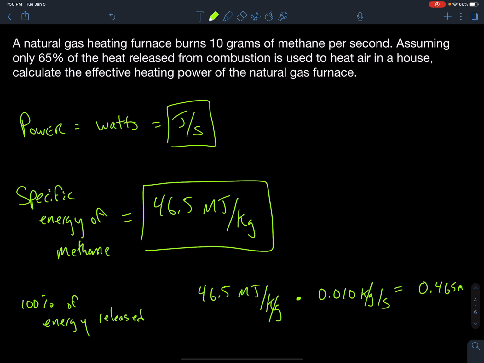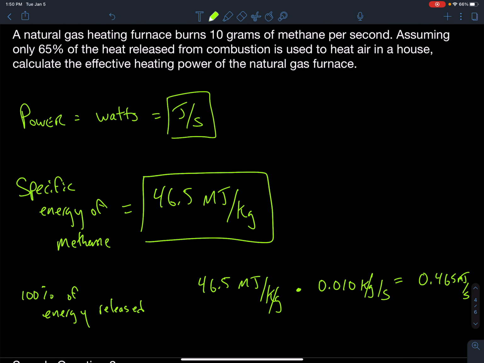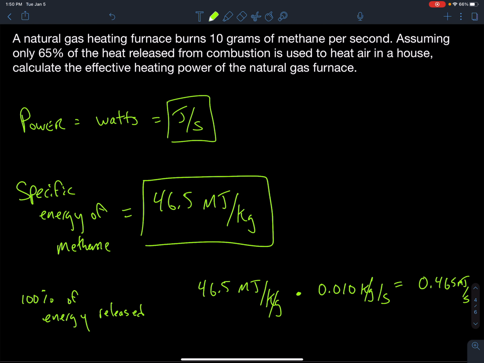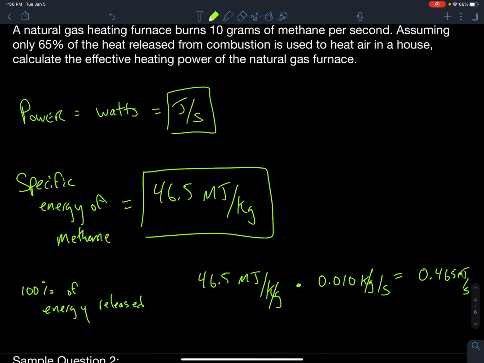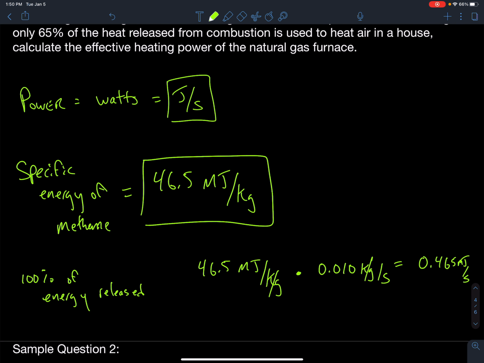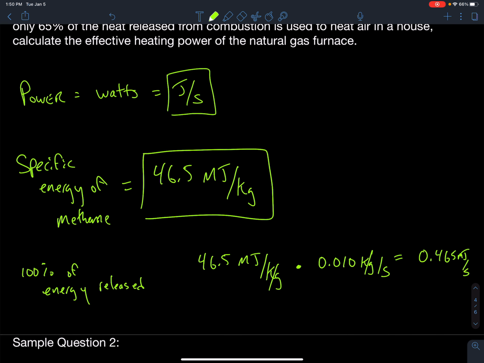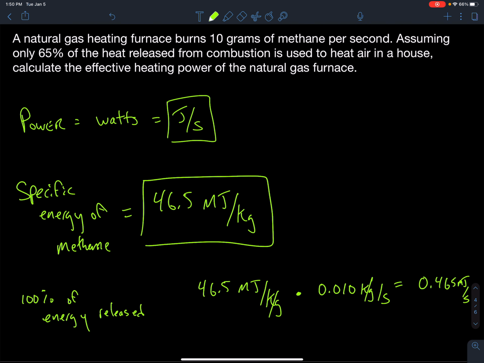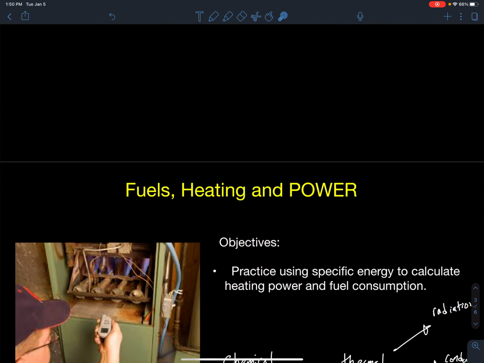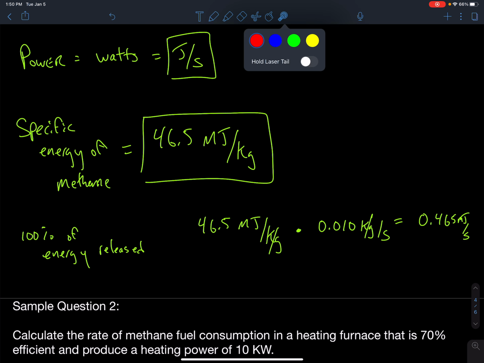0.465 megajoules per second. Wow. Okay, so then that's a lot. If I'm burning 10 grams of methane per second, I'm producing 0.465 megajoules per second. Except that's not exactly what's happening. Only 65% of that is actually going into the house.